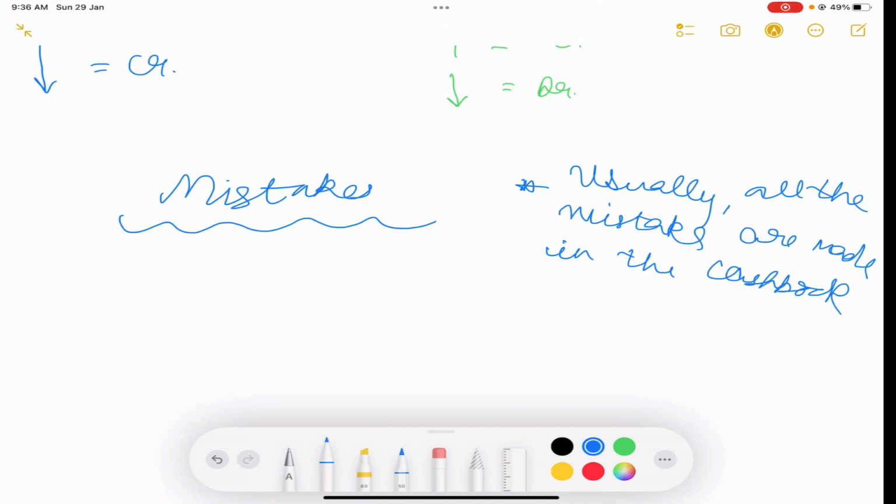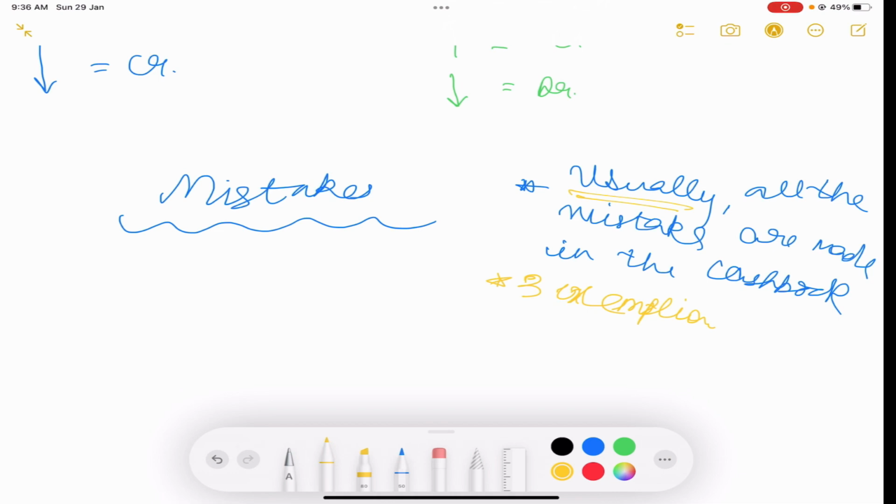Usually, all the mistakes are made in the cash book. Usually, we have just 3 exemptions for the same rule. We have 3 exemptions that we will look in the detail. Don't worry about that. But usually, when you think about it, the bank doesn't really make mistakes, right? It's always us. We are not professionals, so we usually might make mistakes in our cash book.